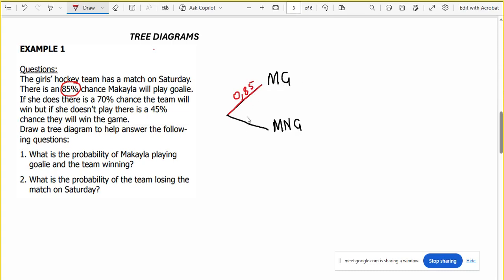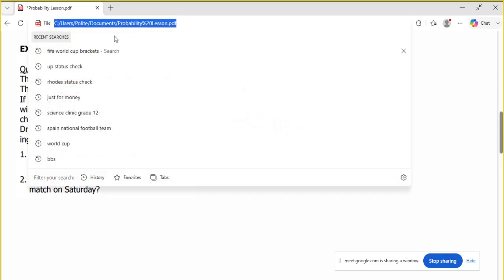Remember, I said that whatever probability you write here, when you add it with this one, they should give you what? 1. Exactly. So now, if we already have 85%, this tells you that there is 15% chance that Michaela will not play goalie. So the probability here is 0.15. There is 15% chance. Do you understand? Yes, sir. This is the first part of the tree diagram. You tell us the probability of Michaela playing goalie or Michaela not playing goalie. You understand? You get it?